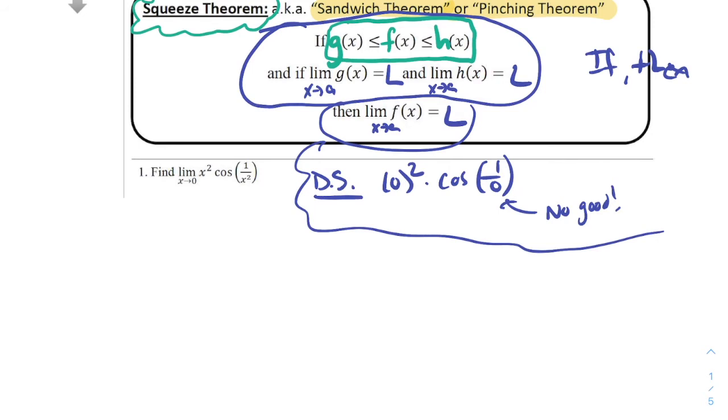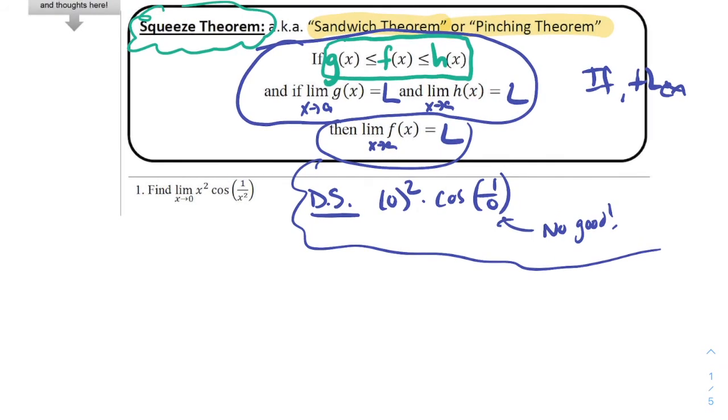And so how do we find this? Well, even if we think back to those special trig rules that we have memorized regarding sine and cosine, none of them really work for this. We can't really get it in a way that we can use those. And so we're going to bring in this squeeze theorem.